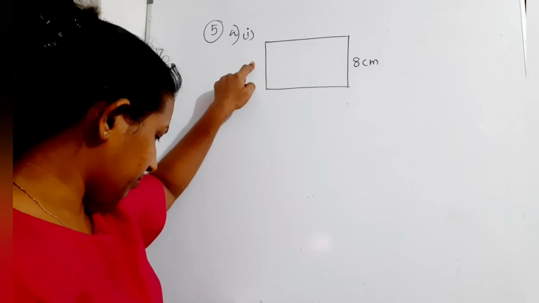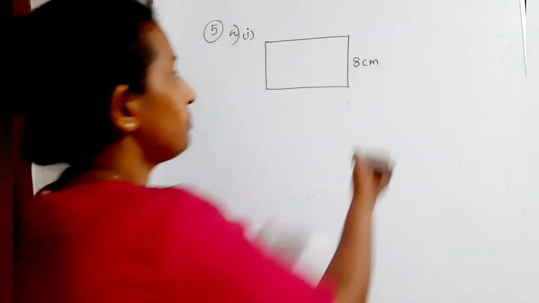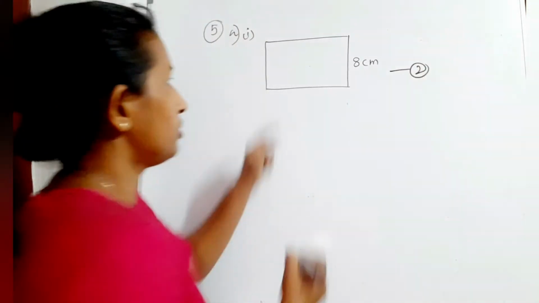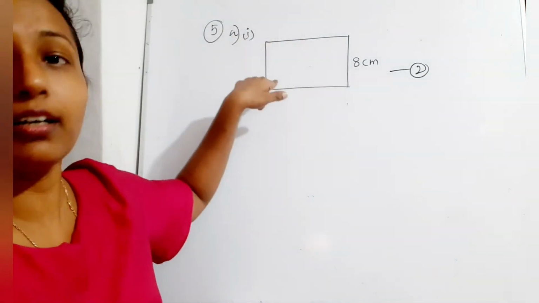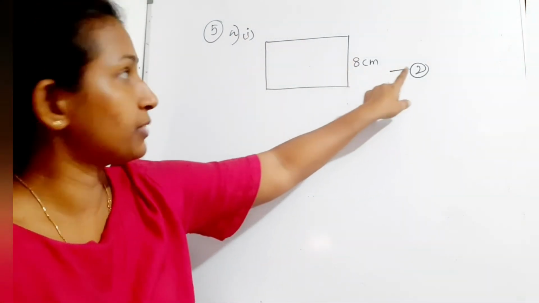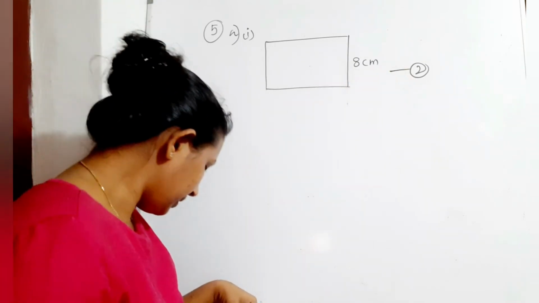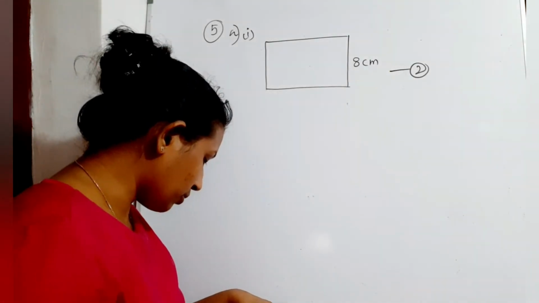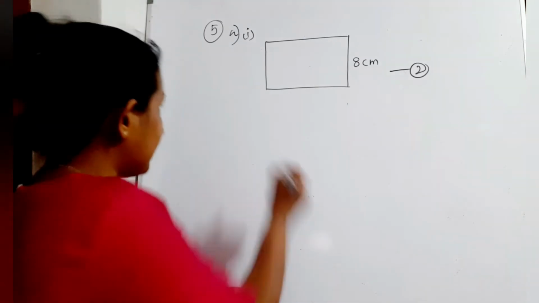Draw a rectangle and mark its width. So you will be given 2 marks. For drawing, 1 mark. To mark this width, 1 mark. 2 marks will be given for that part. If its length is twice the width, find the length.